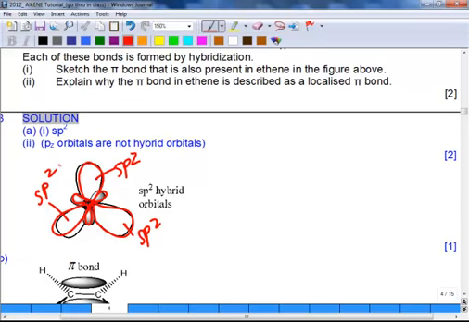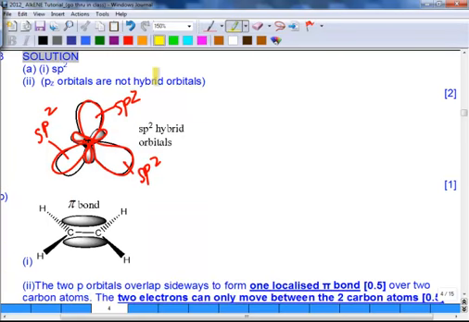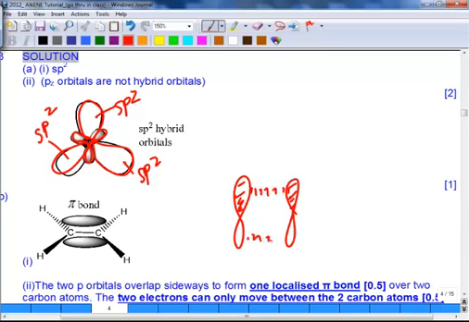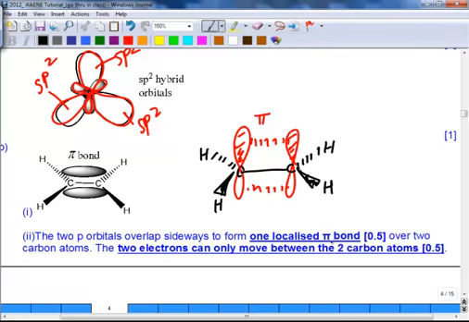Then the next part, they say explain, sketch the pi bond. How many of you drew this on your diagram? If you draw this on your diagram, you cannot just leave it like this. You have to draw the dotted line and the dotted line and with the pi. Is it okay, everybody? This part okay. So I'll move on.